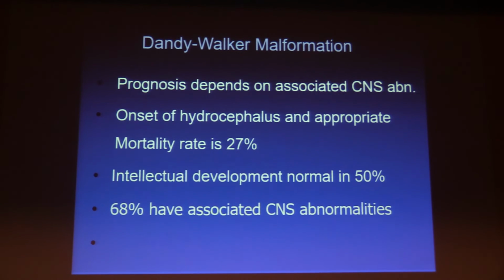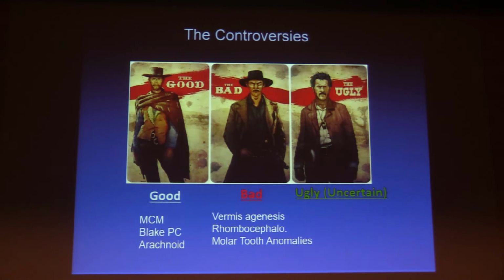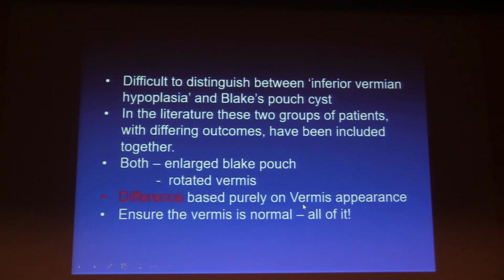I was sure it's a Dandy Walker malformation. The pregnancy continued, and the child is normal. So it's really, I think we haven't heard the end of the Dandy Walker malformation. So I'm going to look into a little of the controversies. And when we look into that, it's really difficult to distinguish between the vermian hypoplasia and Blake's pouch cyst.